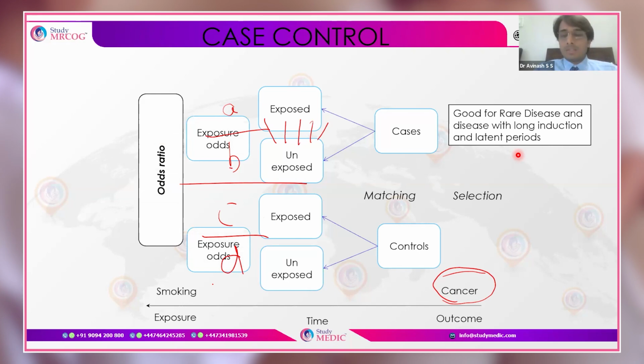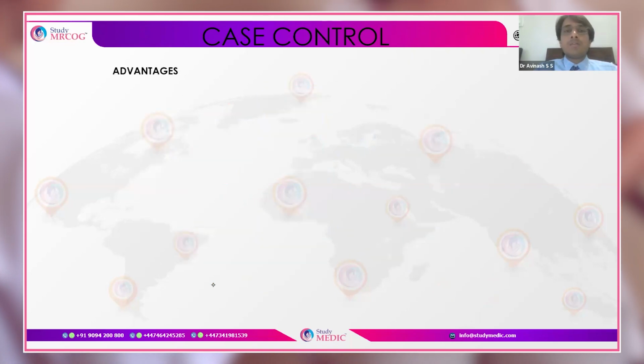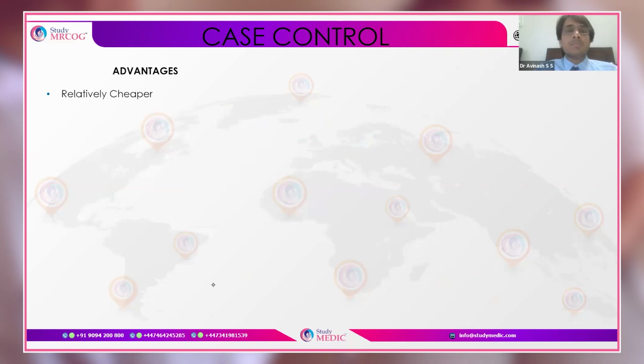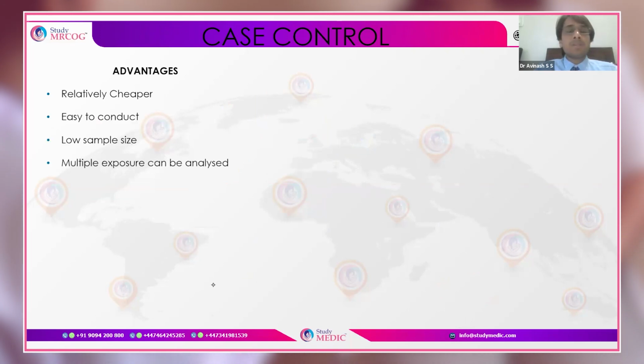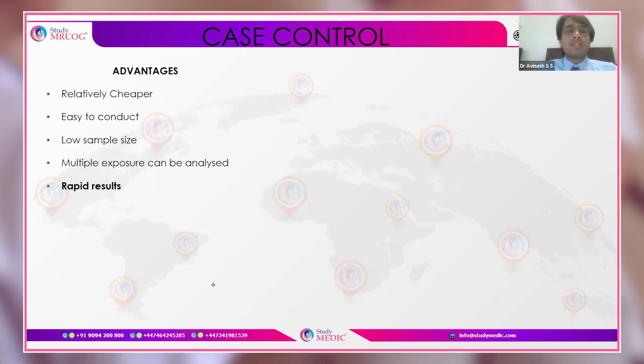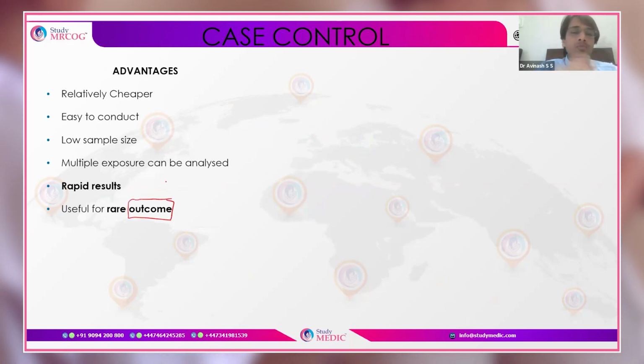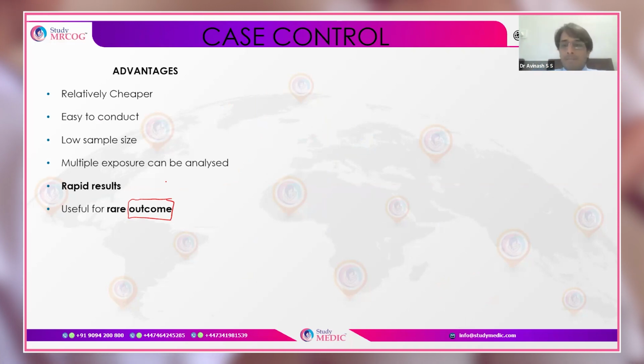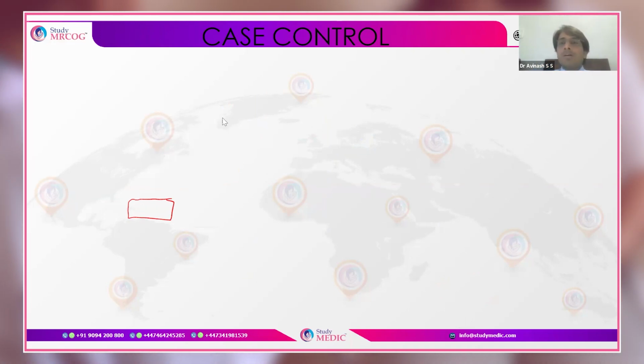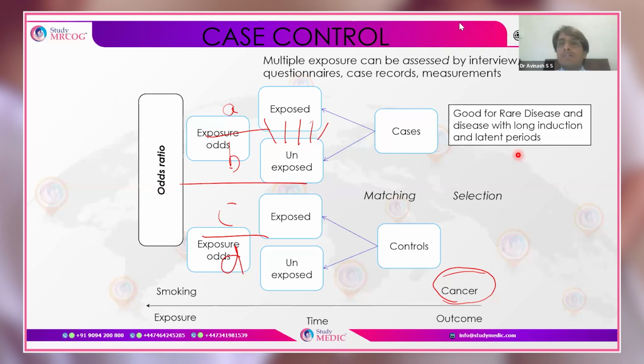Okay. Because it is not having any follow-up, it cannot calculate the incidence, but it is very cheap, easy to conduct. Low sample size can be used. Multiple risk factors can be, history can be taken. Rapidly it gives the results. Useful for the rare diseases. Because if we have to follow these rare diseases to develop, it may take a lot of time. So based on that, we choose the rare disease.